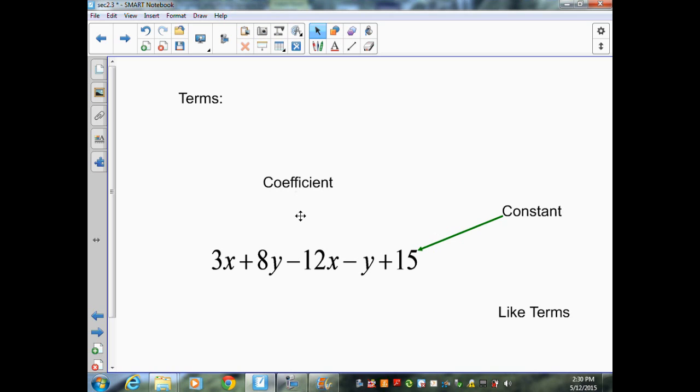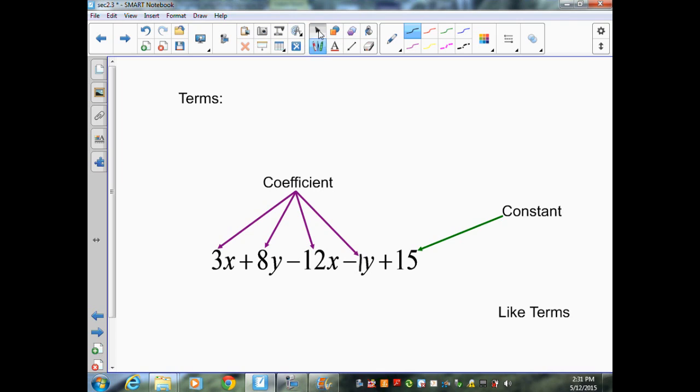Our coefficients are the numbers that multiply the variable. Here, 3, 8, negative 12. And also, right here, there is no number shown, but if there's no number in front of a variable, we know it to be 1. We don't need to show that because by the identity property, 1 times y is just y. But we always know there's a 1 there.